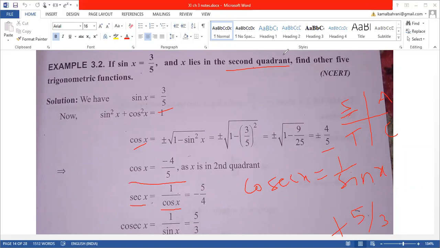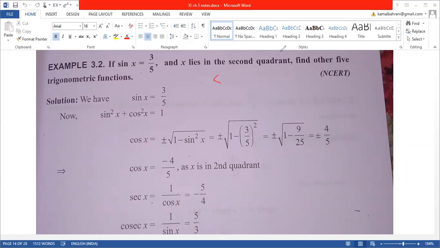Then come to the other trigonometric ratios. So sin x is given, and we got the value of cos x as minus 4 by 5. Then we got sec x as the opposite, minus 5 by 4. Then cosec x we have got as 5 by 3, positive.